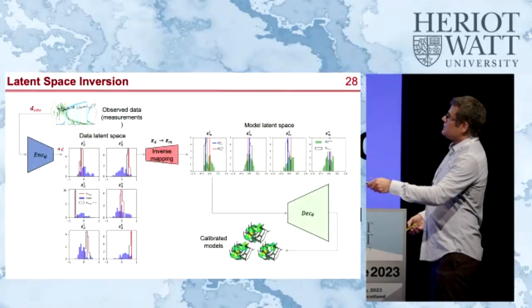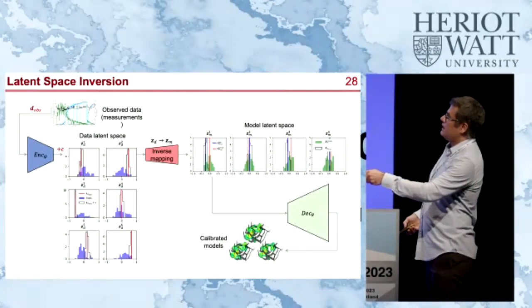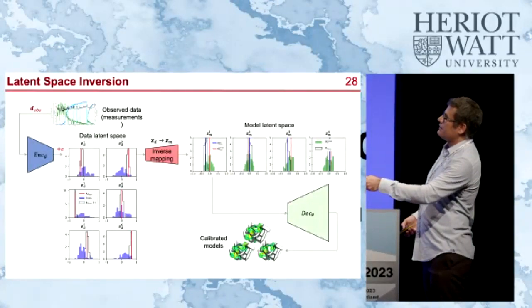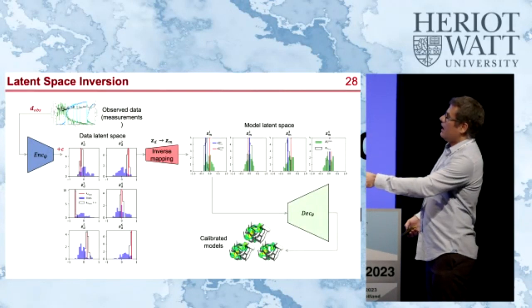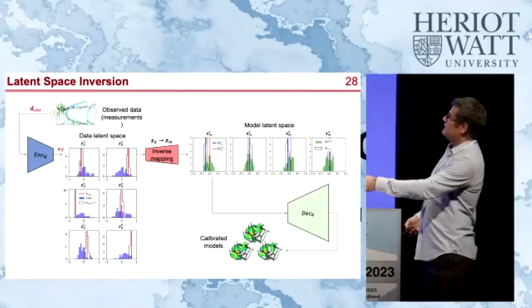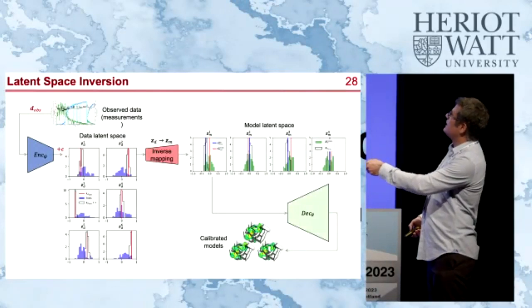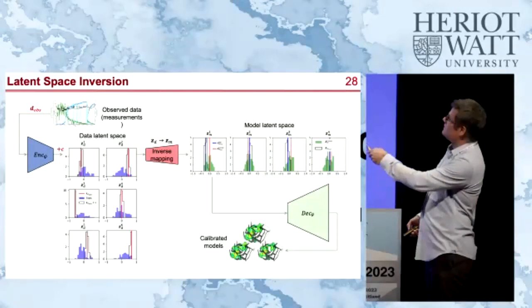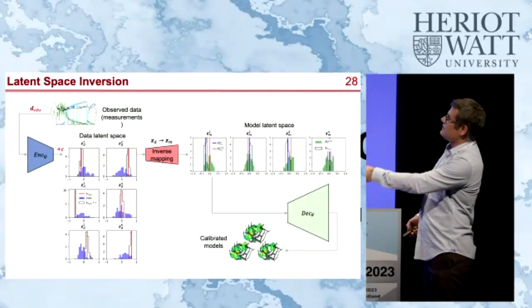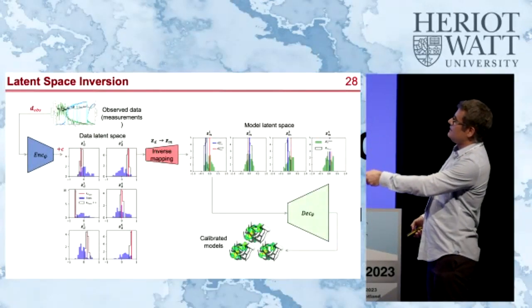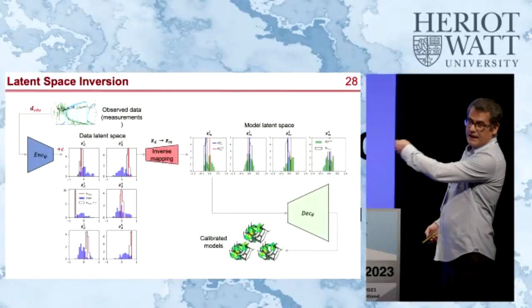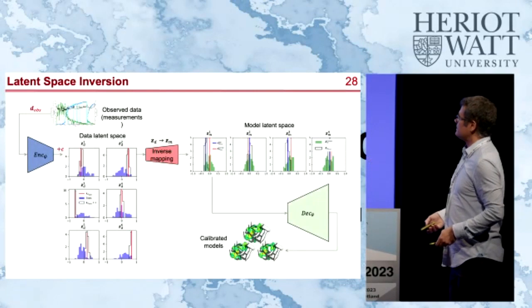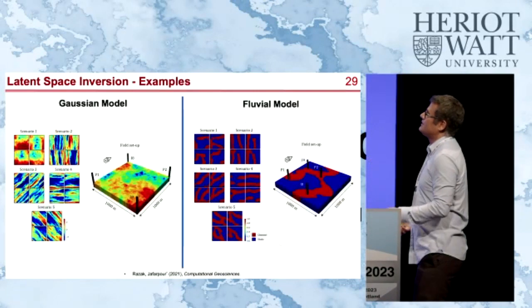Here's another illustration showing the data, assuming the training is complete now, going through the encoder to the latent space for the data. The same thing happens on the model side. There's a decoder on this side. So this is a latent space representation for the parameters, a latent space representation for the data, and this is a regression model. And basically, if you go in this direction, you can actually do the inversion. Let me show you a few examples.